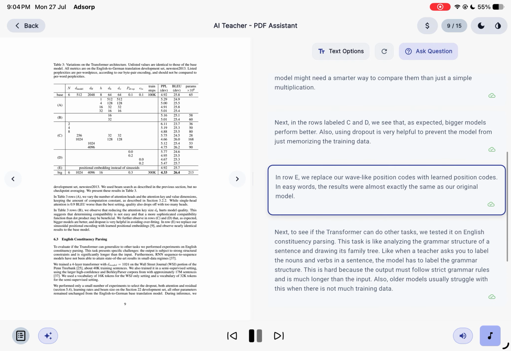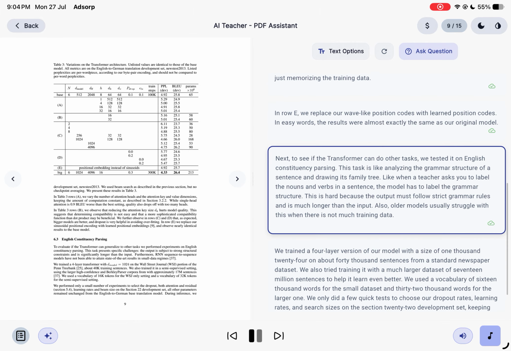In row E, we replace our wave-like position codes with learned position codes. In easy words, the results were almost exactly the same as our original model. Next, to see if the transformer can do other tasks, we tested it on English constituency parsing. This task is like analyzing the grammar structure of a sentence and drawing its family tree.